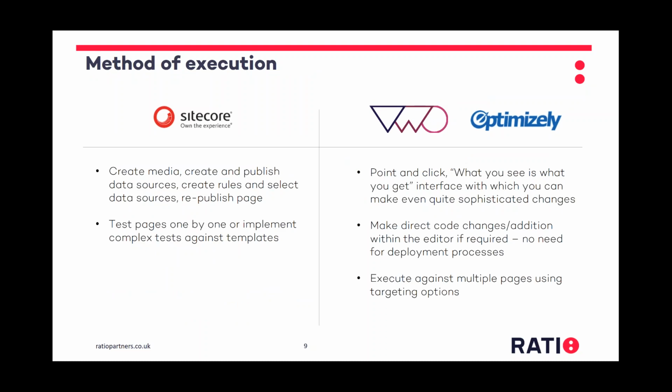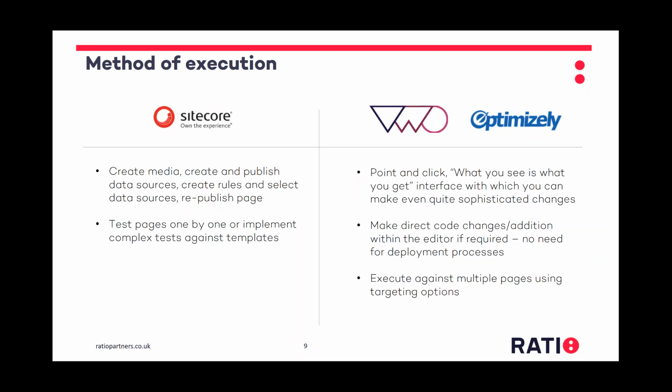And then in terms of the method of actually executing on these tests, whether it's personalization or A/B testing, it's kind of what I've already touched on, but this is, again, where these other platforms really shine. So VWO, Optimizely, Google Optimize, etc., they all have a point-and-click interface. So you're looking at a version of the page that you want to be making changes to, and you just right-click on an area, click Edit Text, for example, and then you can put in a new text, save it, and you're done. You can, as I said, make direct code changes within the editor if you need to.